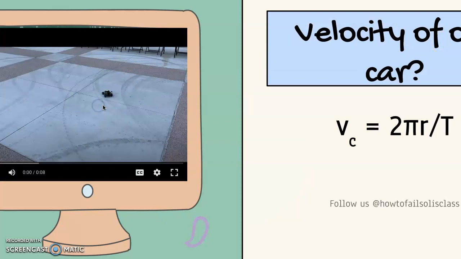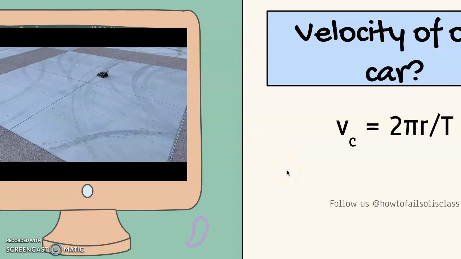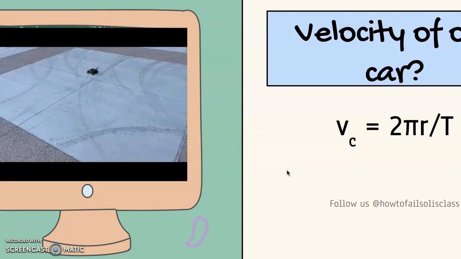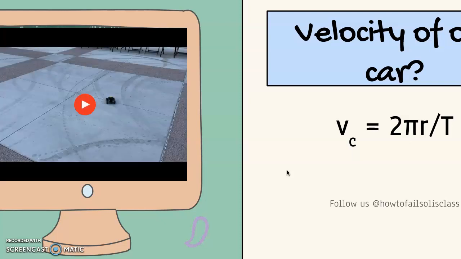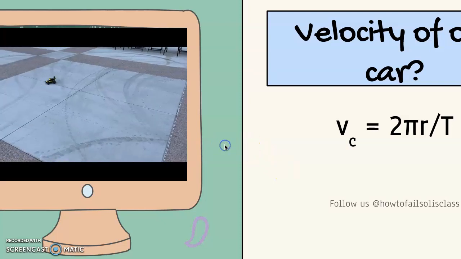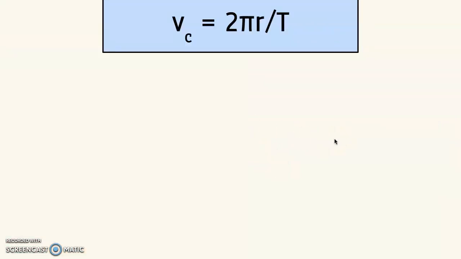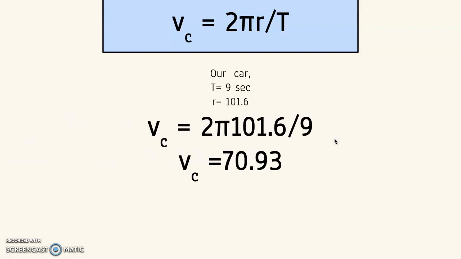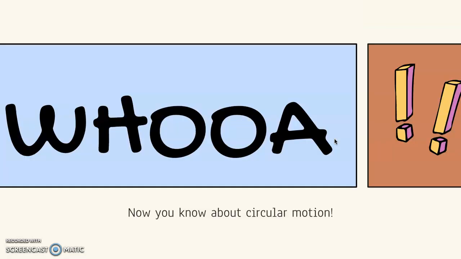So again, we have our vehicle going around in a circle for 8 seconds, and with the formula of a constant velocity of 2 pi r, or radius, over time. And these are the calculations that we had for our car. So our time was 9 seconds, the radius was 101.6 centimeters, and this is how we calculated our constant velocity, doing 2 pi with our radius over 9 being our time, getting a constant velocity of 70.93. And now you know about circular motion.